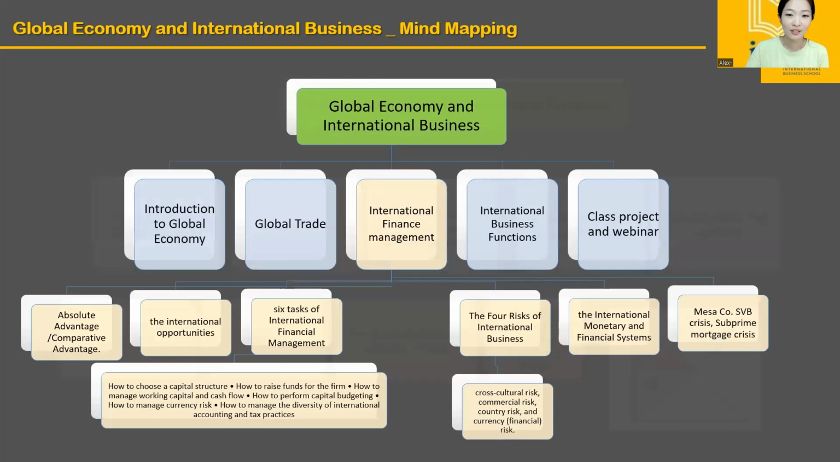The third part is international finance management. To start off, we studied the distinction between absolute advantage and comparative advantage. Absolute advantage refers to a country's ability to produce a particular product more efficiently than any other nation. In contrast, comparative advantage is the ability to produce a specific product more efficiently than any other product. When countries specialize in producing goods and services for which they have a comparative advantage, production becomes more efficient overall.